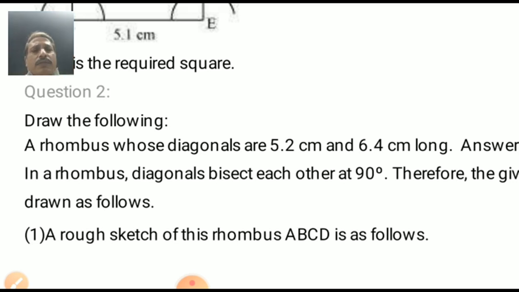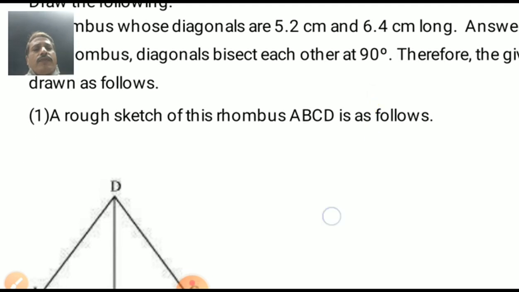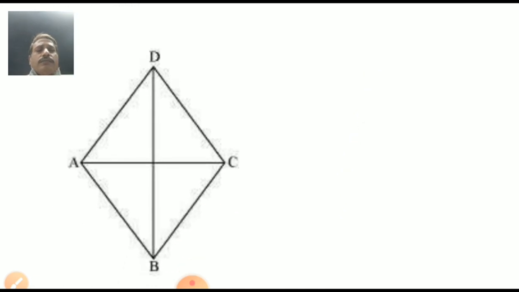तुम बना सकते हैं अभी. Rhombus बनाने में कुछ गड़बड़ नहीं है. 5.2 and 6.4 both are even numbers. You can take any one as a base. Yes, we can draw a rough sketch. बना दिया आपने ये ABCD. कोई भी नाम दे सकते. If a name is not given, you can select any name. ABCD, PQRS. Okay. The name is given.